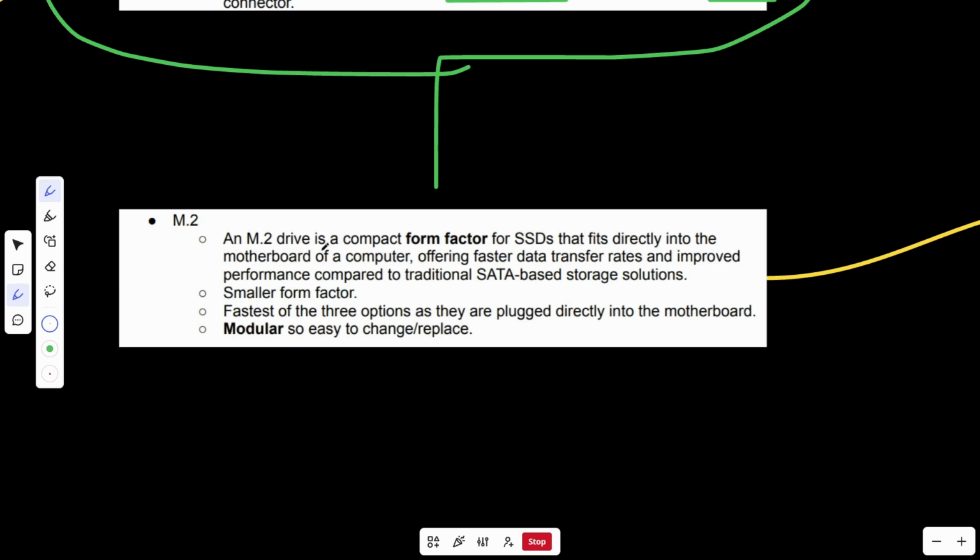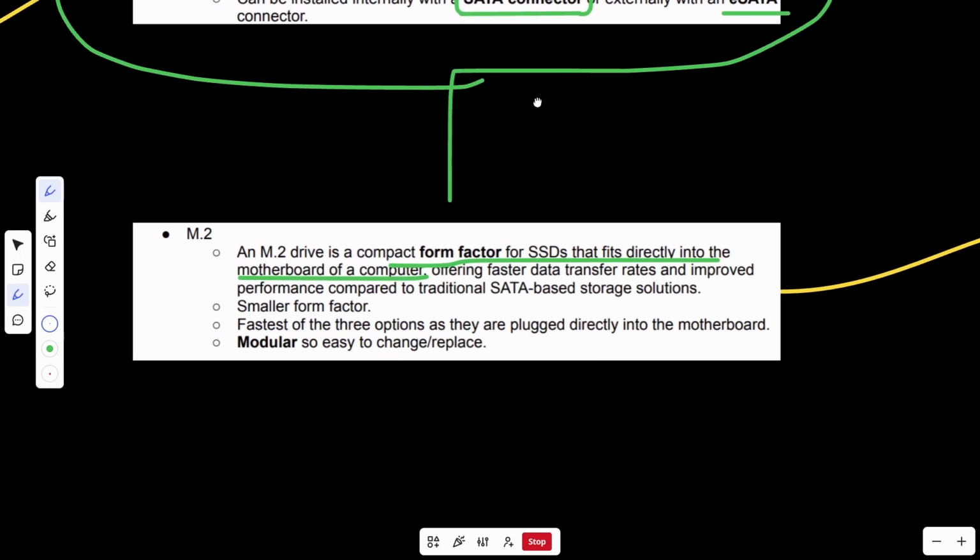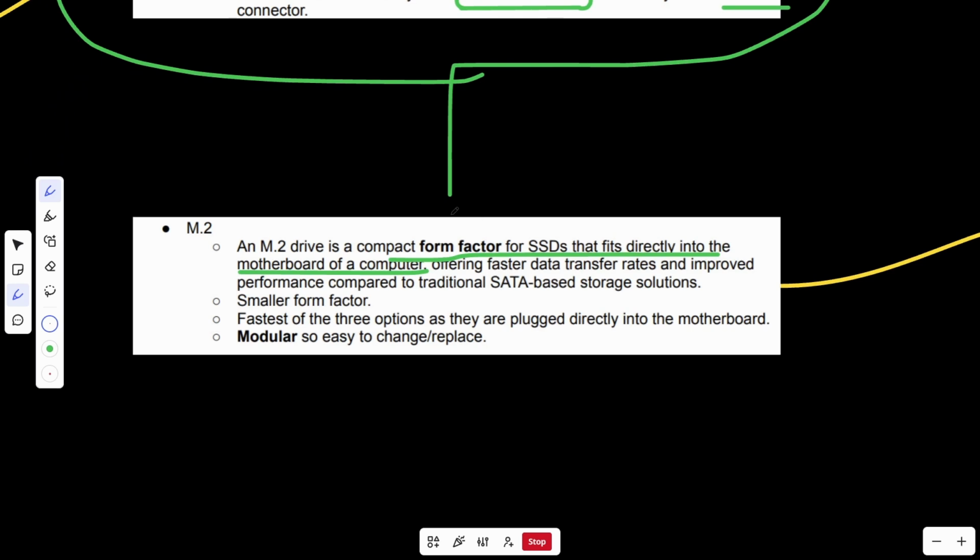An M.2 drive is a compact form factor for SSDs that fits directly into the motherboard of a computer, all right? What that means is instead of connecting over a SATA connector, which is like a cable, and I'll show you that cable later on, but you don't need to know too much about it right now, you don't need to connect it to a SATA connector. An M.2 plugs directly into the motherboard. It's directly connected. So this basically means it's going to transmit that data a lot more quickly. All right, so it offers faster data transfer rates and improved performance compared to traditional SATA-based storage solutions, okay?